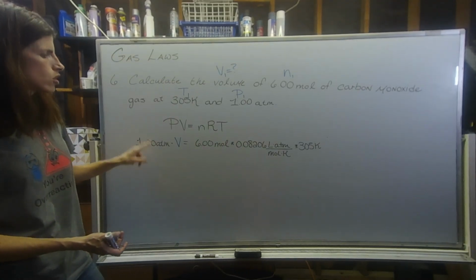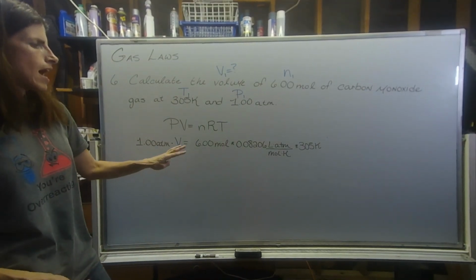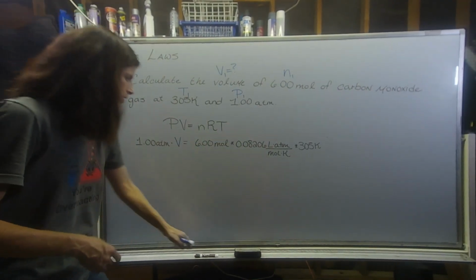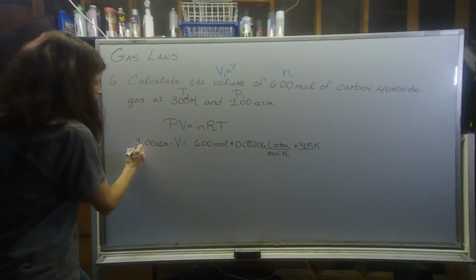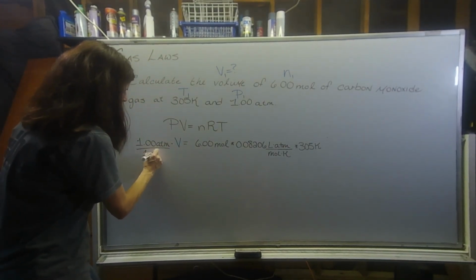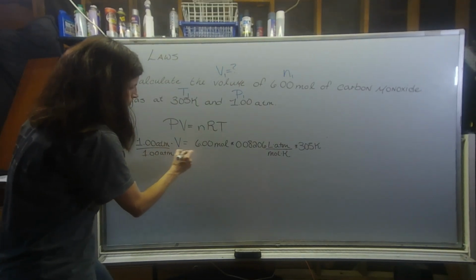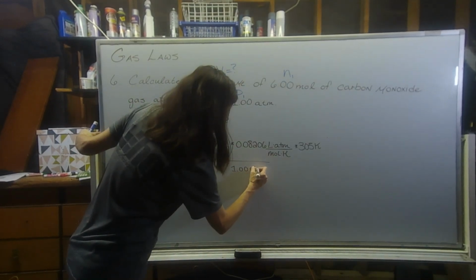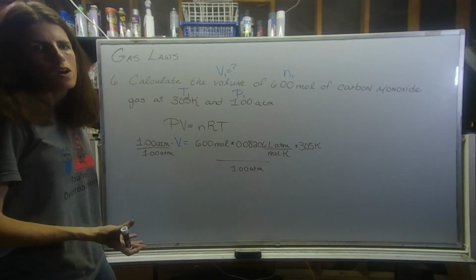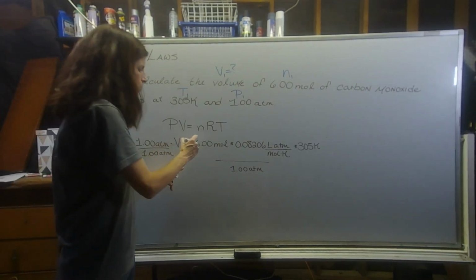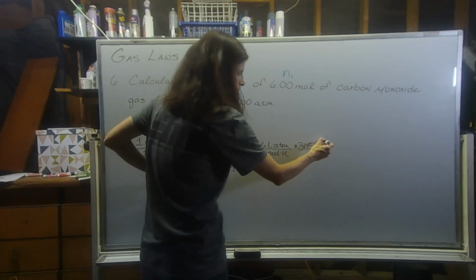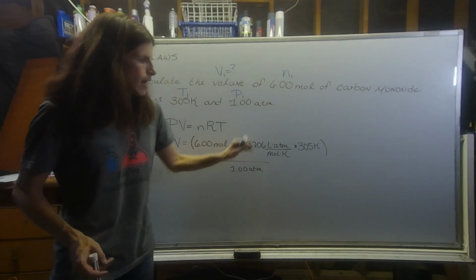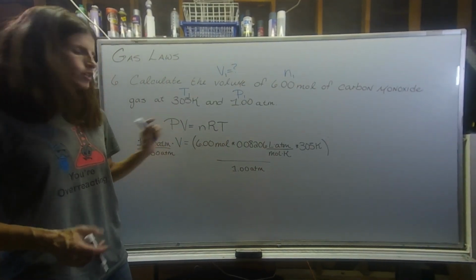So I wrote in my pressure, I'm solving for volume, and I have the 6 moles times the gas constant times the temperature of 305 Kelvin. I need to isolate volume, so I'm going to divide each side by 1 atmosphere. In this case, it's not going to be huge because anything divided by 1 is itself, but if it was any other number, these parentheses around the top are critical. So open parentheses, throw in all the values, close your parentheses, and then divide by your pressure.